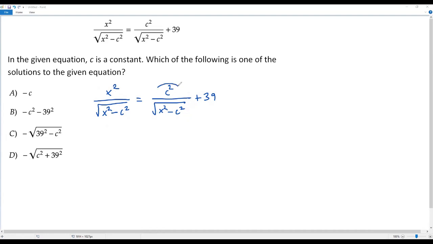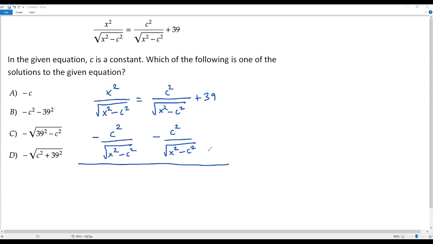Now let's get rid of the term we have on the right side of this equation. For that, we have to subtract c² divided by the square root of (x² − c²) from both sides. Let me do the same thing on the left side as well. That is negative c² divided by the square root of (x² − c²). So here the positive term and negative term will cancel out. On the left side I'm getting x² divided by the square root of (x² − c²), and here we have negative c² divided by the square root of (x² − c²). On the right side we have 39.